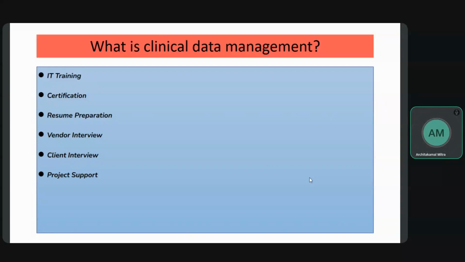The first one is the IT training, where we would be providing you training related to different domains of IT, be it SAS, be it Python, be it R. So the entire IT controls and the IT solutions that are currently relevant in the world today, we are going to impart you with that various knowledge base.